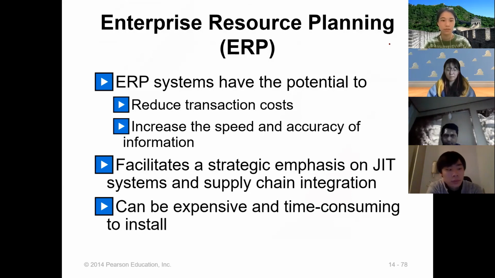So an ERP system has the potential to reduce transaction costs, because if you do automation and it is integrated digitally, you will reduce transaction costs. When you do manual processes, it consumes a lot of time, and wastes papers, documents, forms. You fill up 10 forms to do the documentation. So ERP will reduce transaction cost and increase speed and accuracy of information.